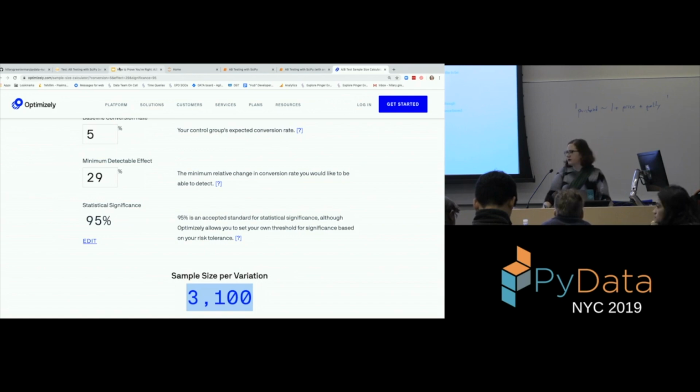Yeah. In your opinion, is it worth it to run an A/B test if you know that your sample size will be very low, like maybe less than 200? No, it's not worth it.